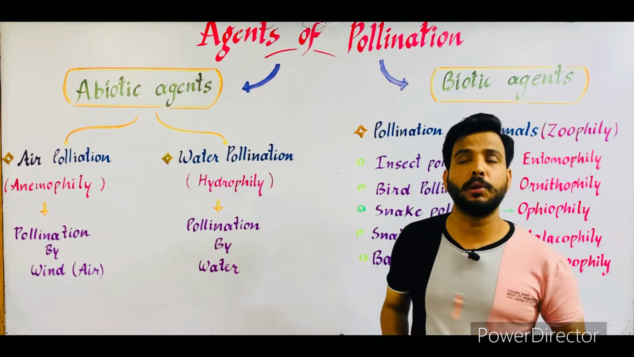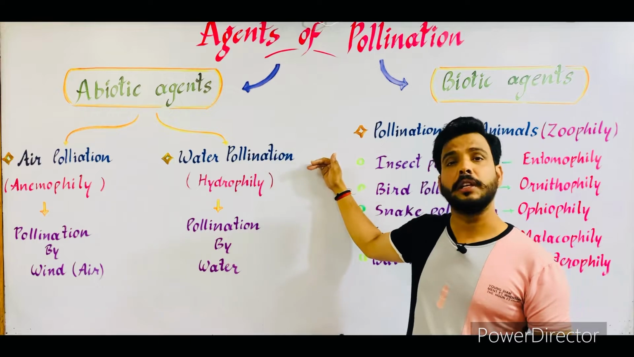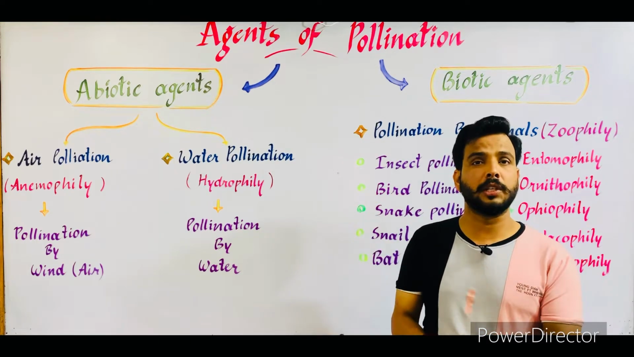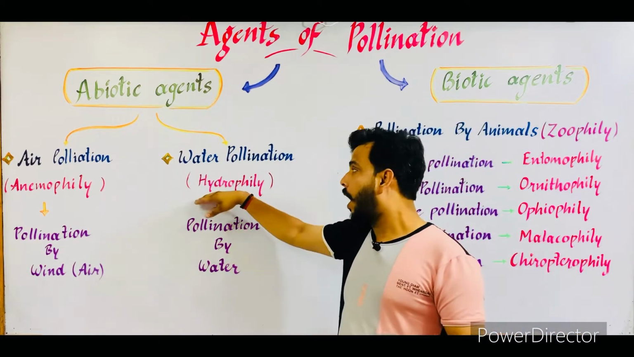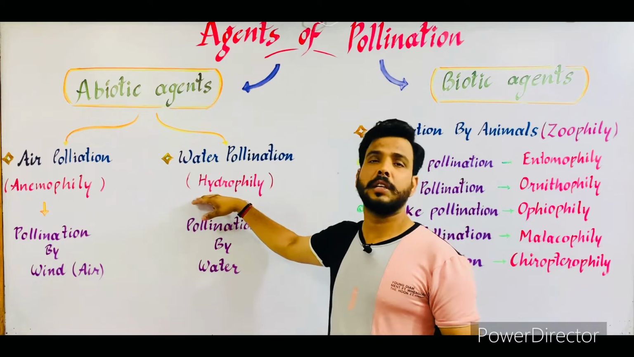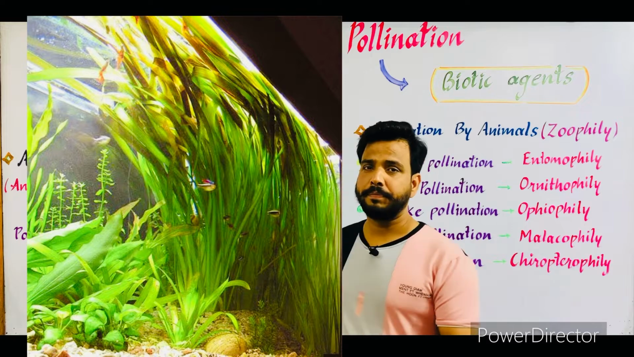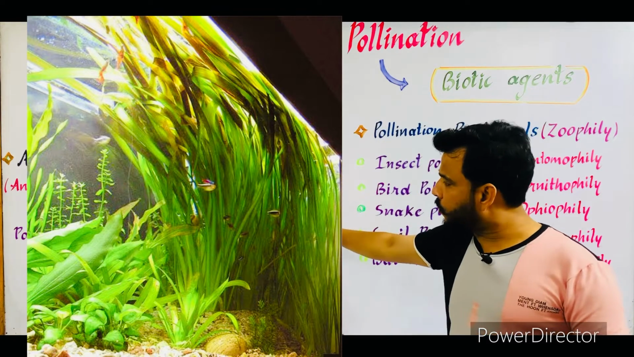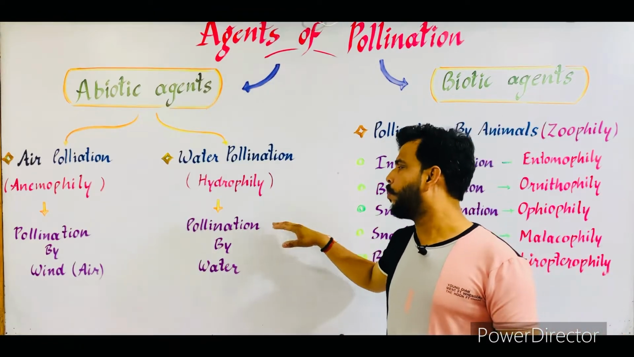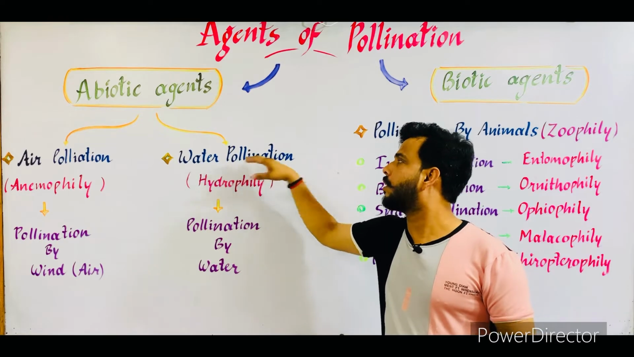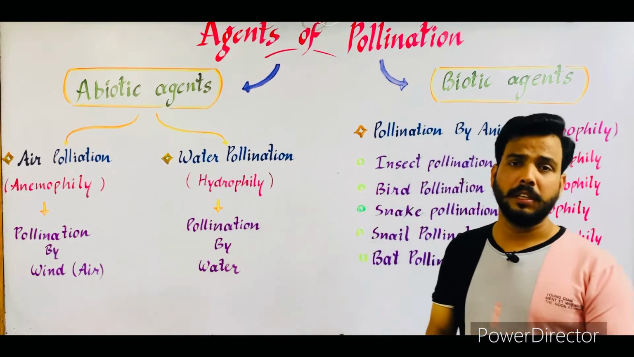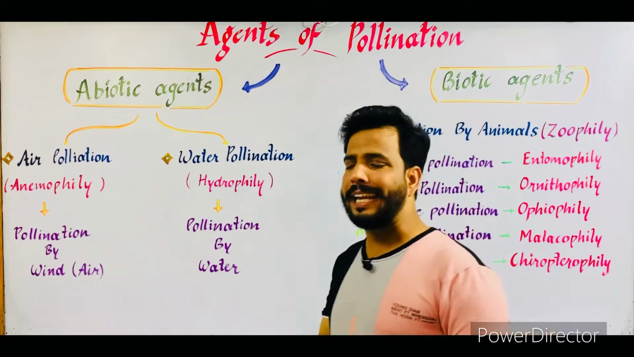This phenomenon is known as water pollination, and the scientific or biological term for this process is hydrophily. Hydro means water and phily means love. So when pollination takes place with the help of water, it is known as water pollination or hydrophily. Now we'll talk about the biotic agents.